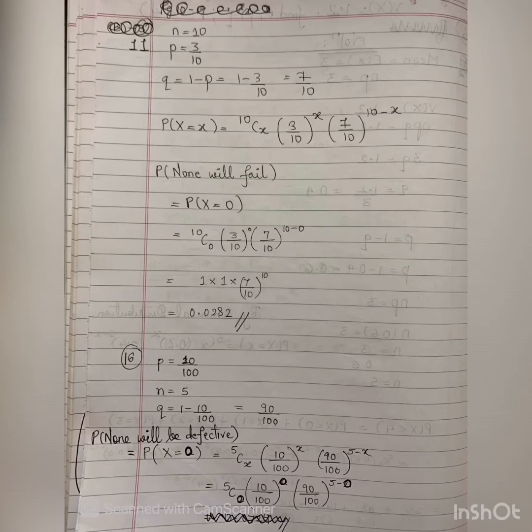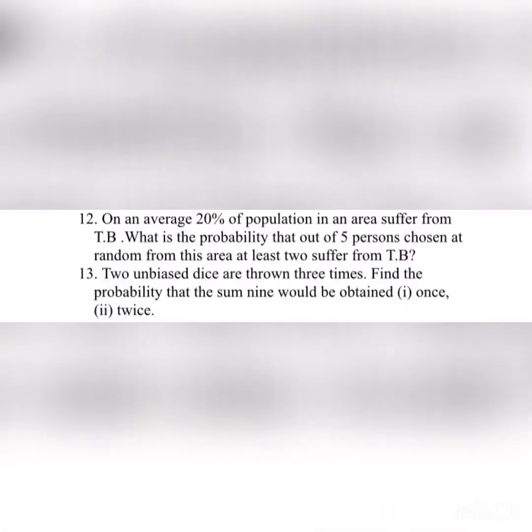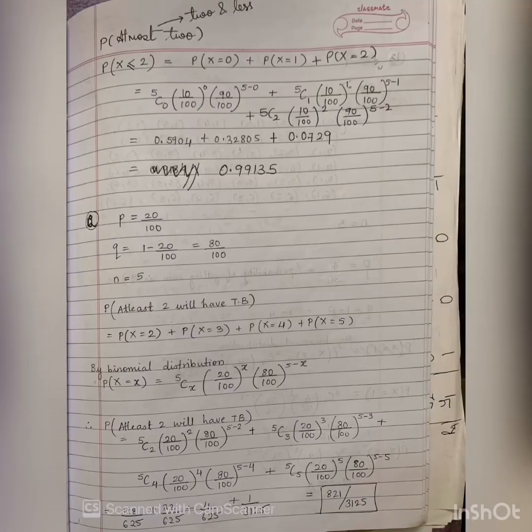So we get the value of P and Q. N is 10, so we will substitute in the formula, and none will fail means X is equal to 0. 10%, 10 by 100, Q will be 90 by 100, N equal to 5, none will be defective, X is equal to 0, at most 2, 2 and less. Sum number 12, 20%, 20 by 100, so Q will be 80 by 100, N is equal to 5, at least 2 suffer from TB, that means you're going to find the probability of 2 and more, so that will be 2, 3, 4, 5.